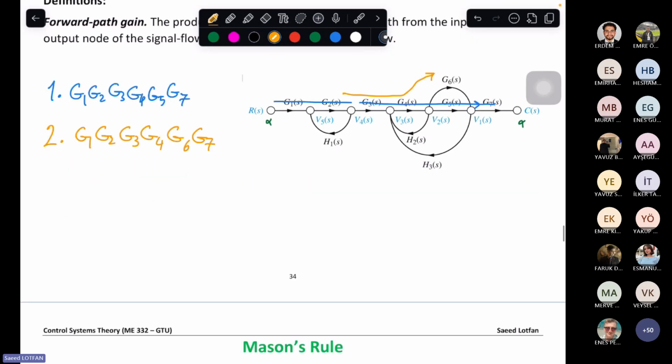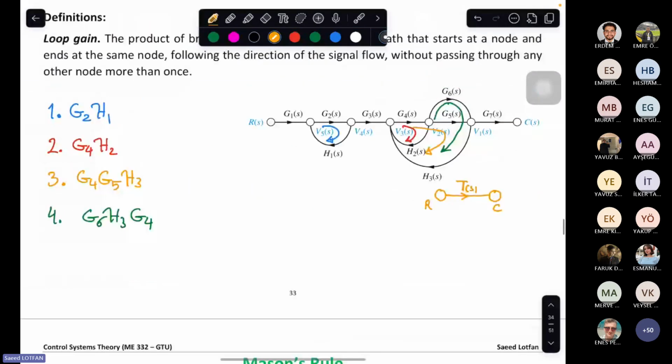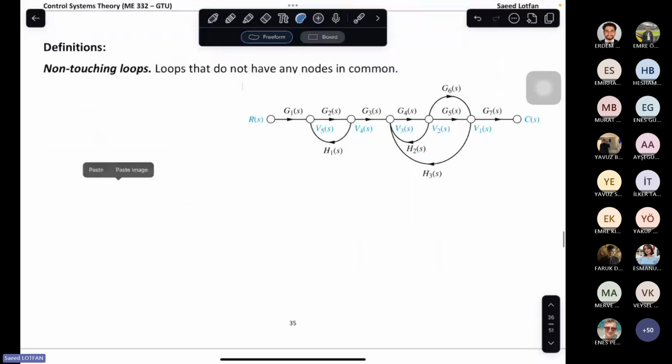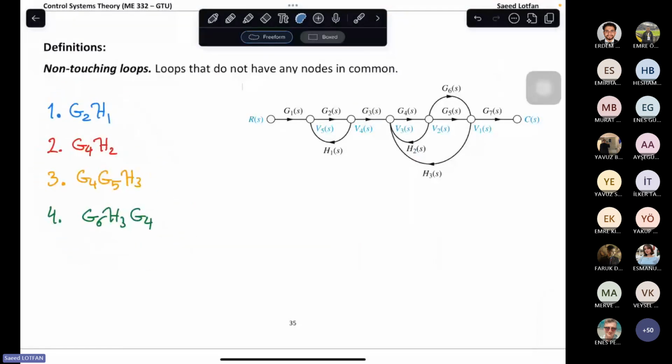Then the third step is working on these loop gains. Let me bring them here. We have these loop gains, and we have to find subsets of 2 and 3 that are not touching each other. For example, this is the blue one, this is the red one, this is the green one, this is the orange one.